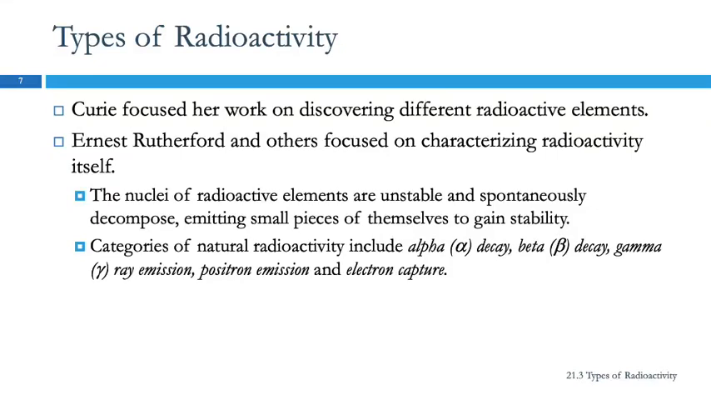So Curie was focusing her work on discovering different radioactive elements, and she did discover 2 of them. Ernest Rutherford, who we learned about in Chem 1A, and others were focused on studying the radioactivity itself. What's coming out of these substances?